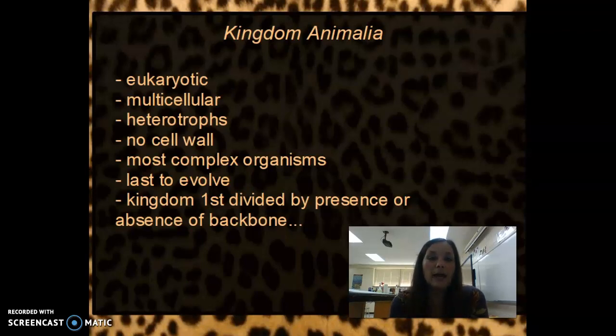I'm sure you guys remember that. Eukaryotic, multicellular, there is no single-celled animal, okay? All animals must eat somehow. We have no cell wall. So that is actually what distinguishes us from fungi. Most of our other characteristics are similar, okay? We're obviously the most complex. We're the last ones to evolve on the planet. And how they classify animals is they first put them in a group as to whether they have a backbone or not, okay? And I'll show you all those in just a second.